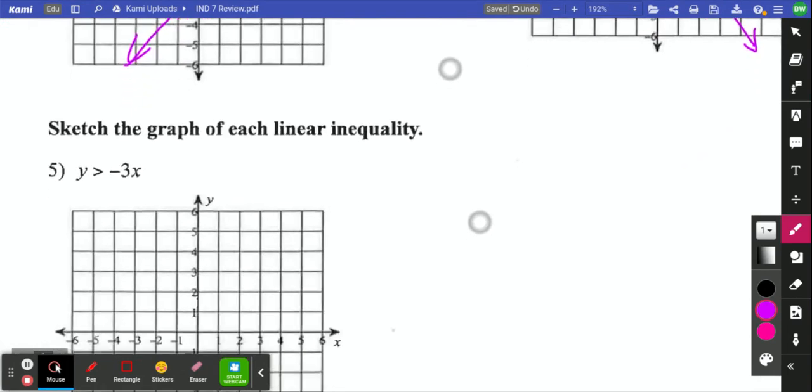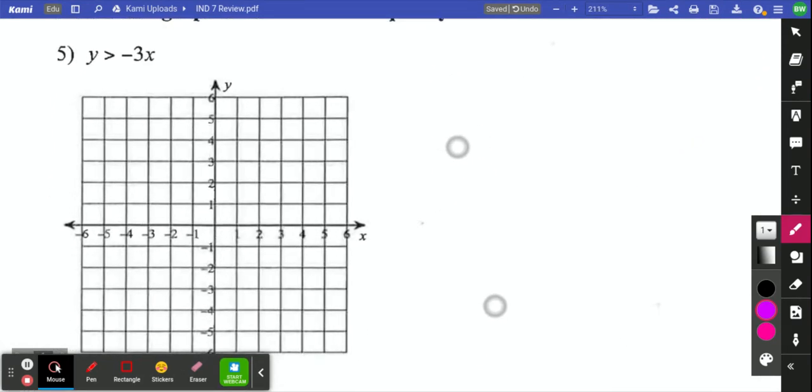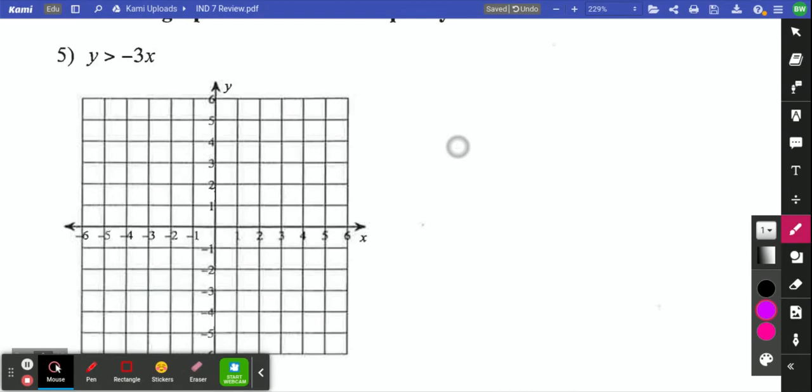Now we are graphing inequalities. So this is greater than. So this is one of those where we're going to shade a big section of the graph. We are going to first make that boundary line and then shade one side or the other. And we have to decide, do we make the boundary line dashed or solid? So this one's going to be dashed because it's not greater than or equal, it's just greater than.